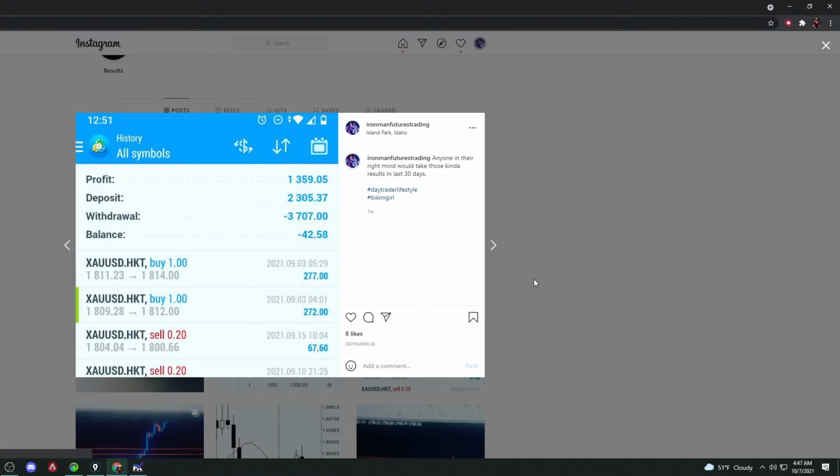Now, correct me if I'm wrong, you can't withdraw money from demo accounts, right? Someone correct me. Can you withdraw money from demo accounts? Yes or no?